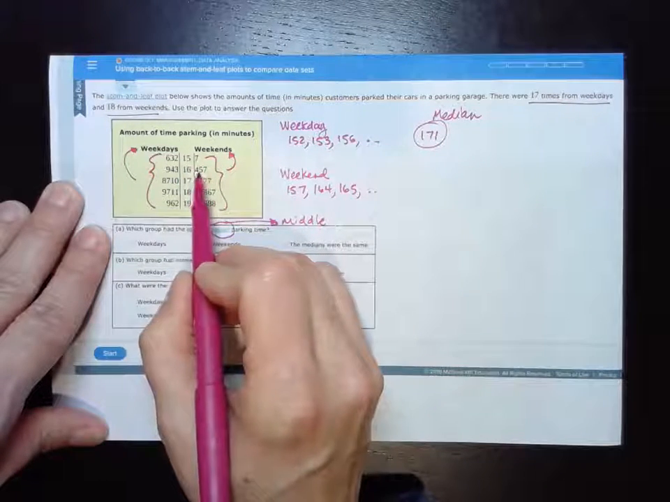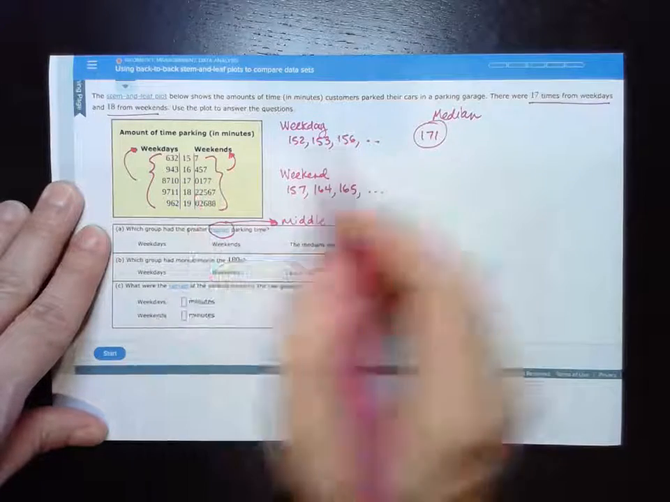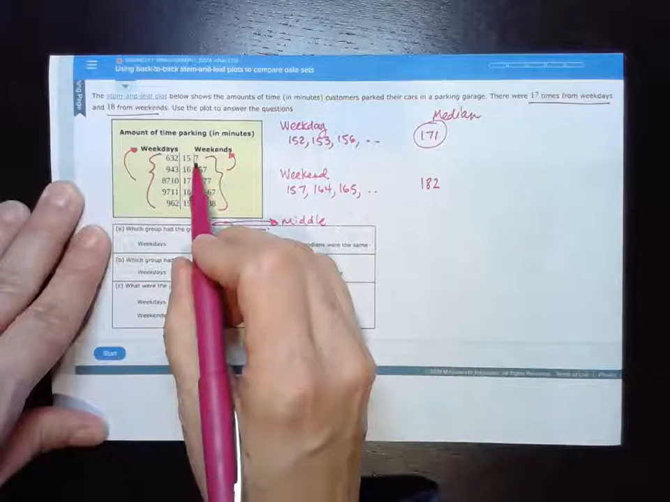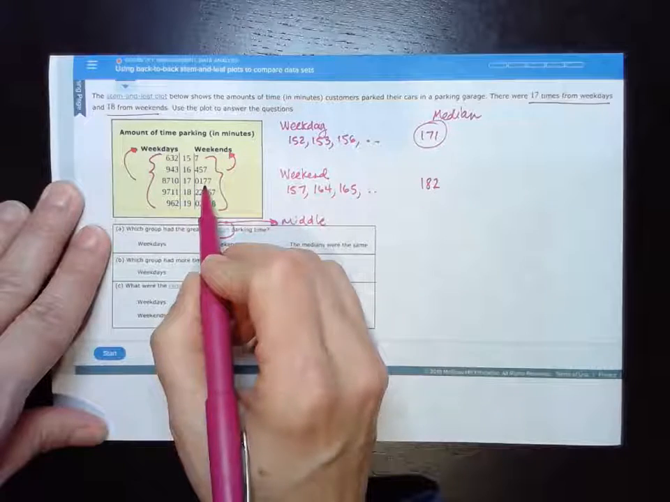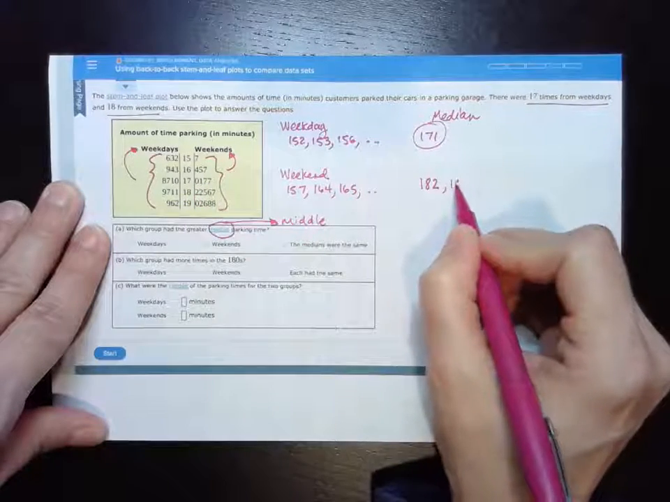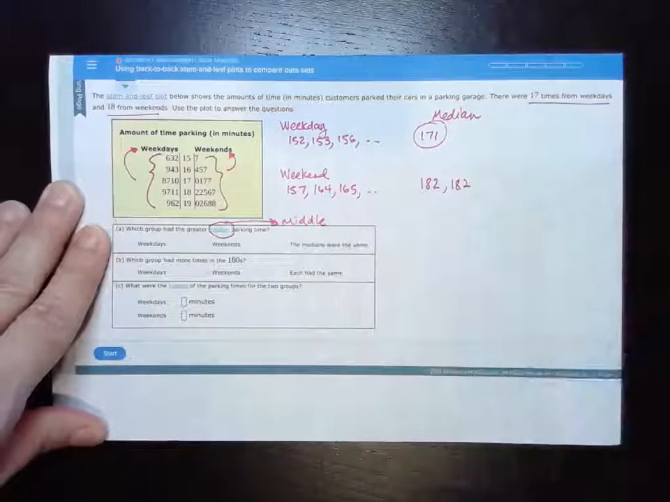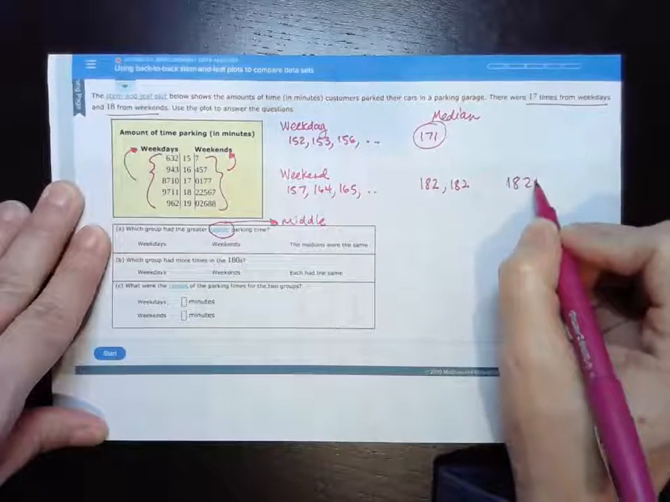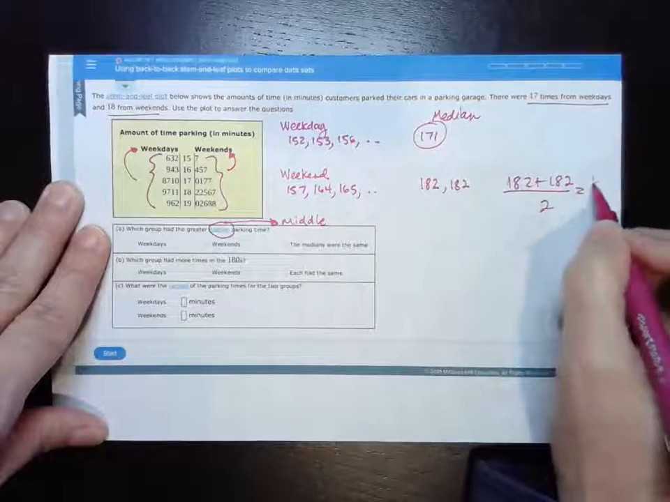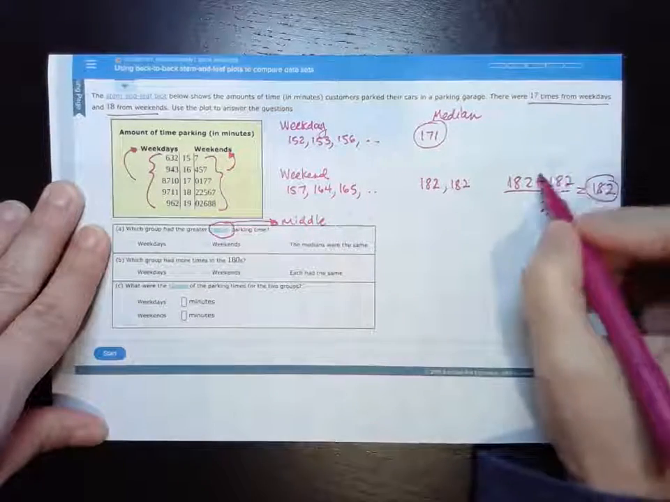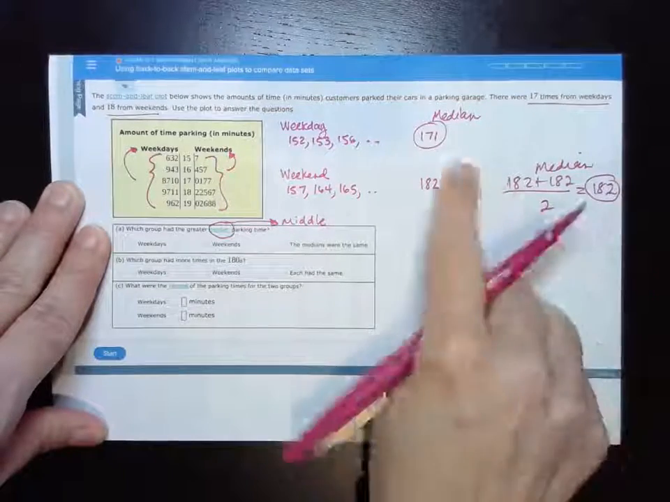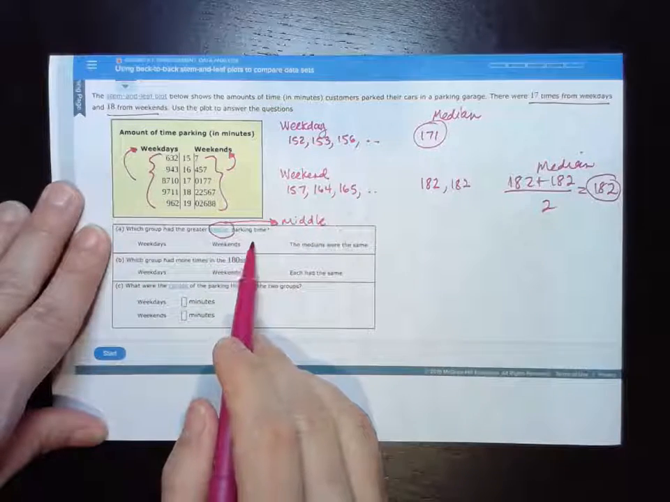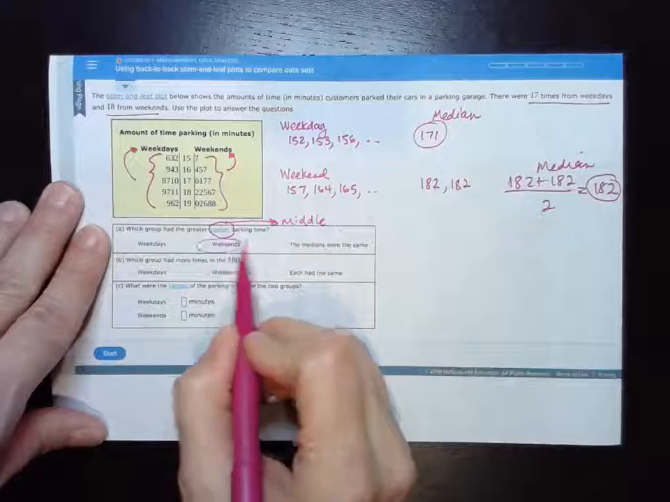So let's look at our 9th piece of data here. So this would be 1, 2, 3, 4, 5, 6, 7, 8, 9. So our 9th piece of data is 182. And then we have to get our 10th piece. So 1, 2, 3, 4, 5, 6, 7, 8, 9, 10. That one is also 182. So remember, when we have an even number of data, then we have to add the 2 in the middle and divide by 2. And of course that's going to be 182. So the median for weekend is 182, and the median for weekday is 171. So the question says which one has the greater median, and it's going to be the weekends.